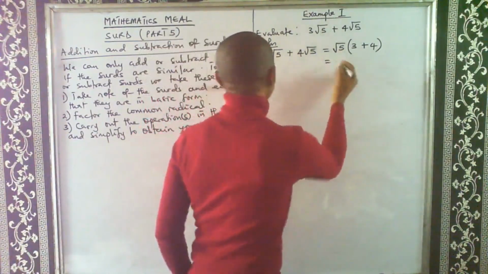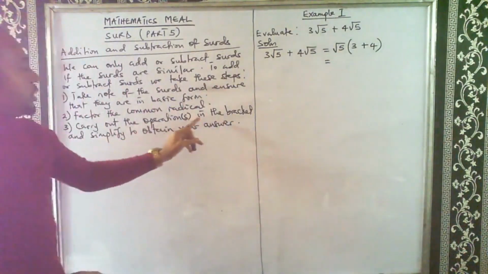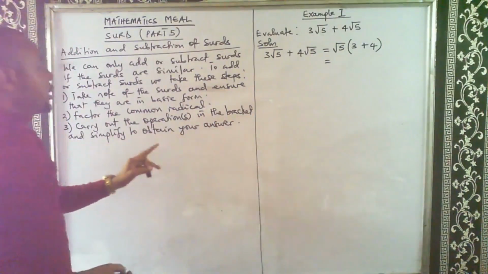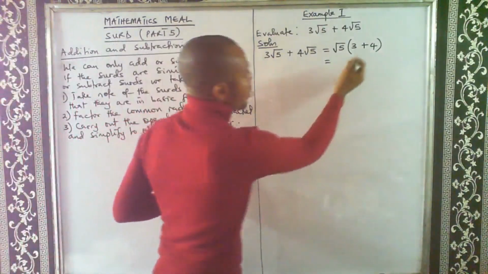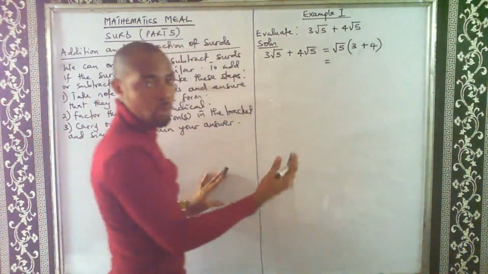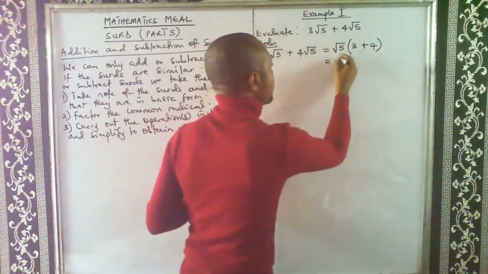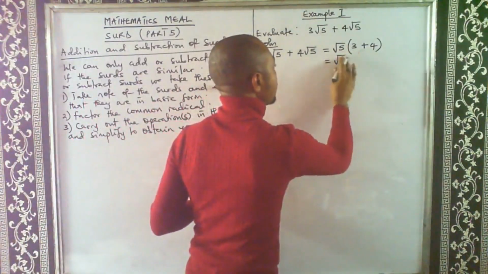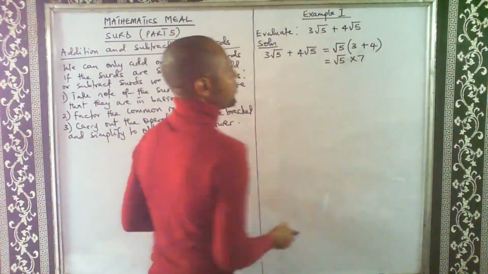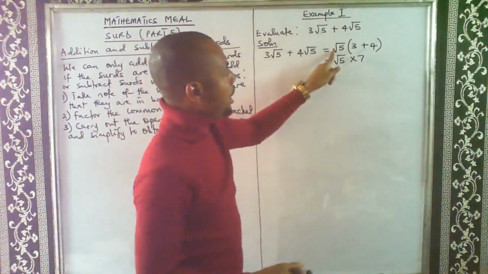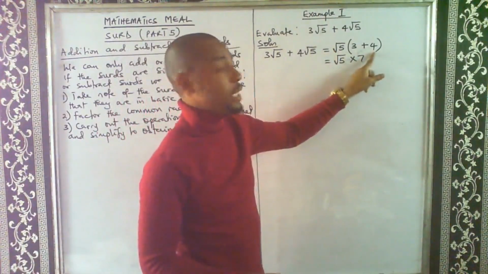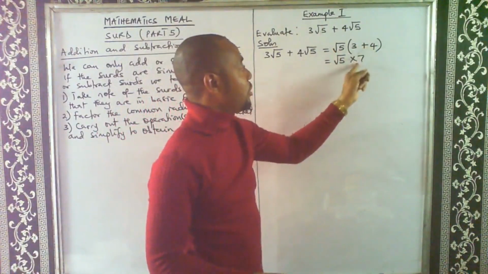So we say carry out the operation in the bracket and simplify to obtain your answer. In this case, what you have in the bracket is just a single operation, which is addition. We'll carry it out. So we have square root of 5, and 3 plus 4 will give me 7. We know that a term outside the bracket is multiplying what is in the bracket.